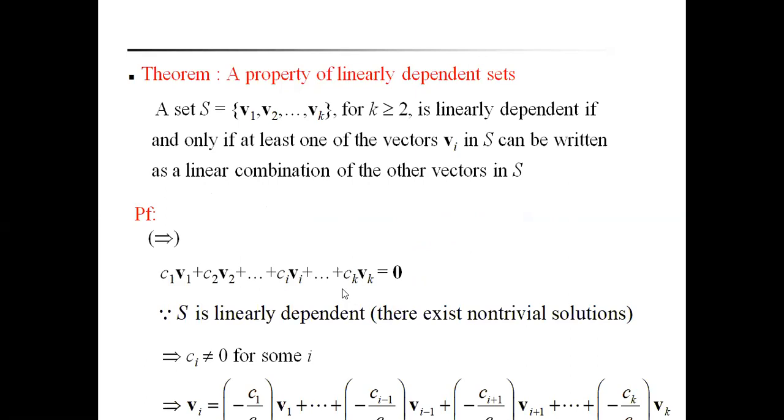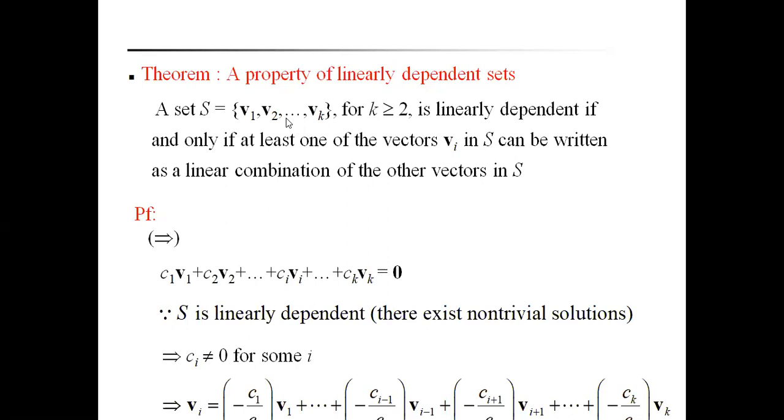Now going to the theorems. A property of linearly dependent sets. A set S equal to {V1, V2, and so on, Vk}, for k greater than or equal to 2, meaning the set contains at least 2 vectors, is linearly dependent if and only if at least one of the vectors Vi in S can be written as a linear combination of the other vectors in S. It is a very important one.